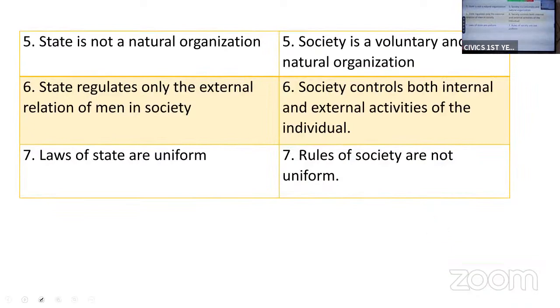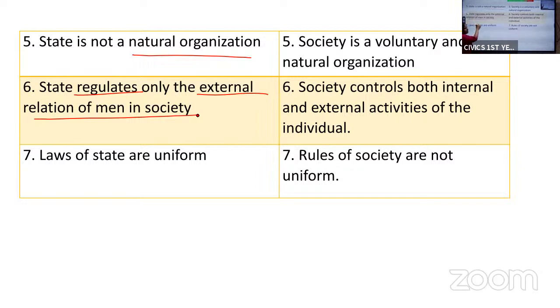Then, the state is not a natural organization. Why are we saying the state is not a natural organization? See, the state was formed after society. Society was formed first and the state was formed after society. So society is a natural, voluntary organization, but the state is not a natural organization. And the state regulates and controls only the external actions or relations of men in the society.